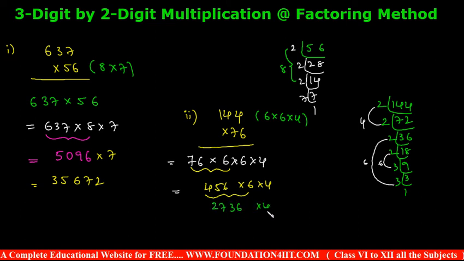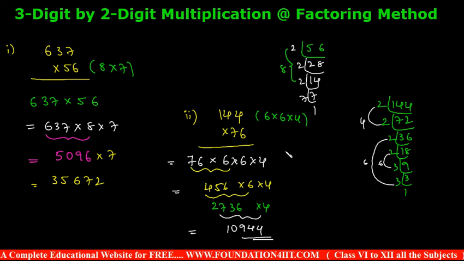2736 into 4. Finally multiply this with 4. So that is 10,944. Just without using any pen and paper, calculating internally, this is the concept, because by remembering the previous number you can multiply with a single digit. So this little practice is required.